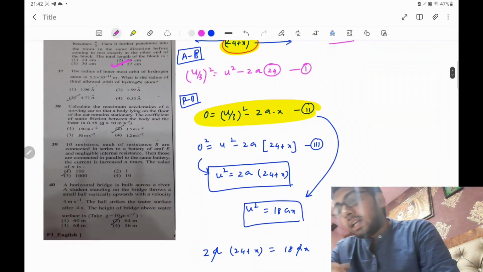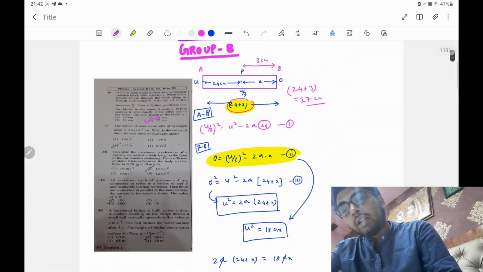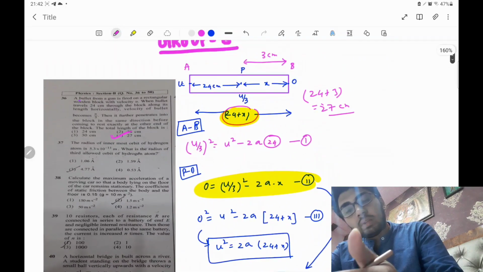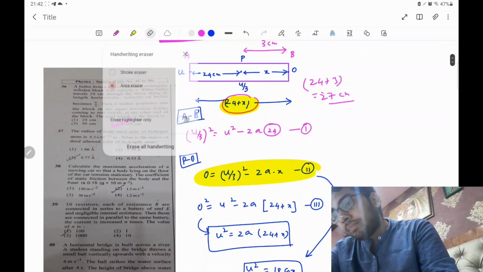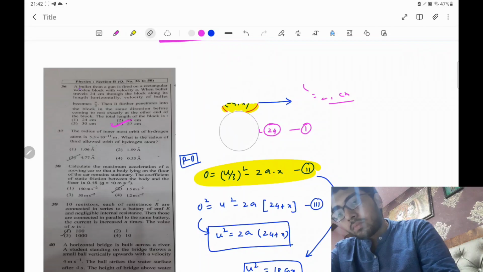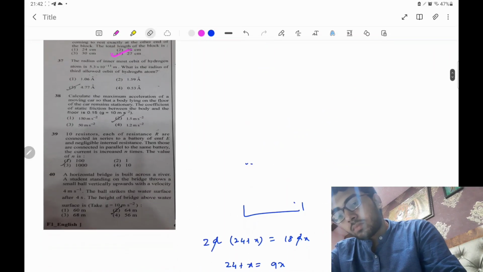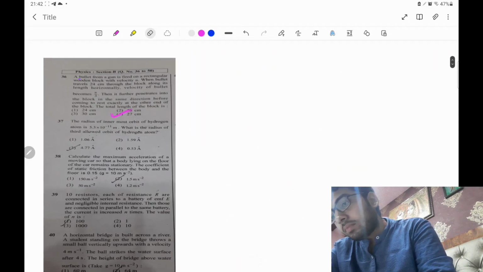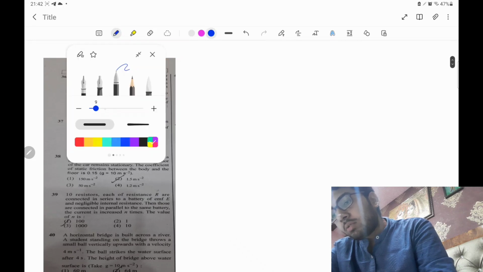The next question is saying that, okay, is it very clear? So can I erase this part? Now the next, the second question.